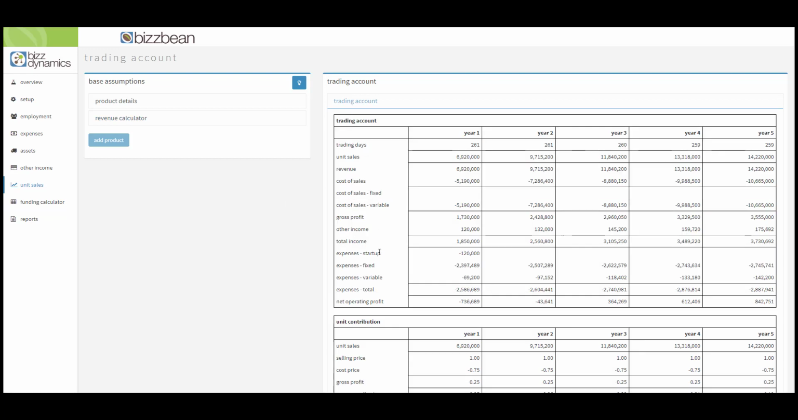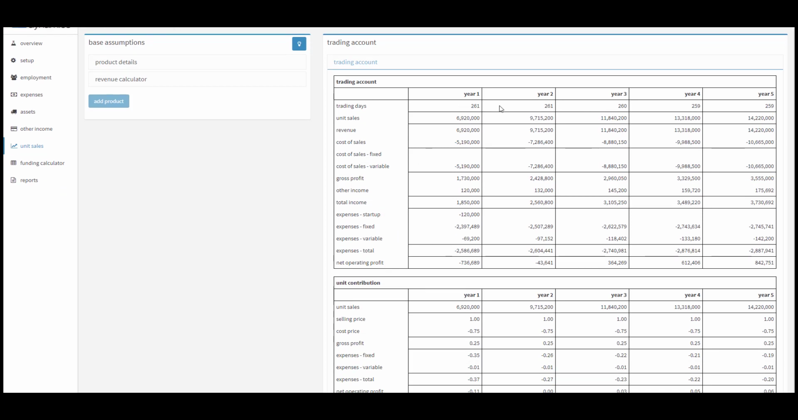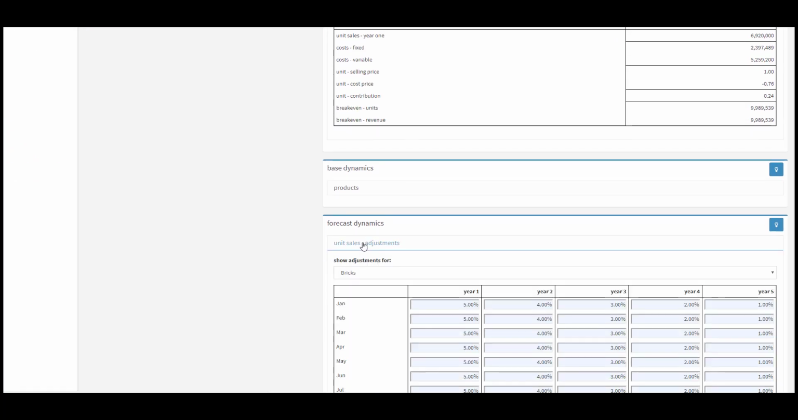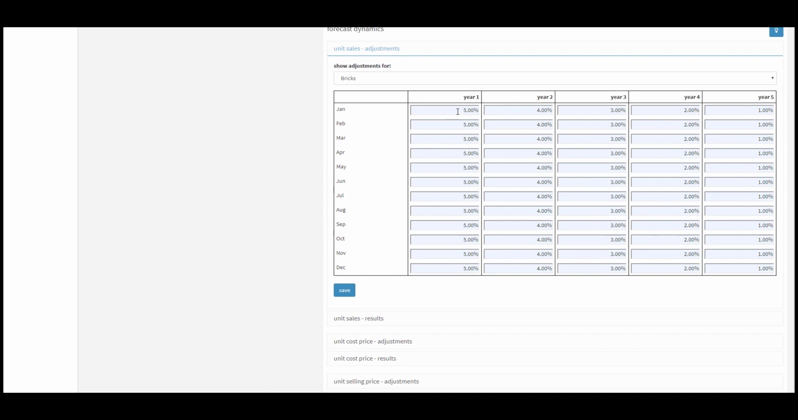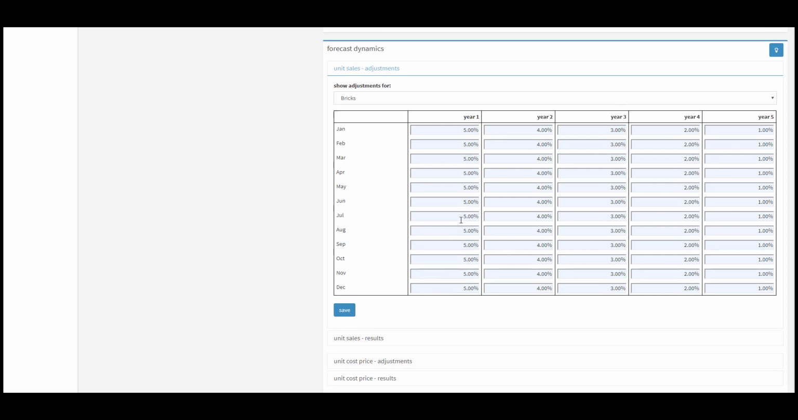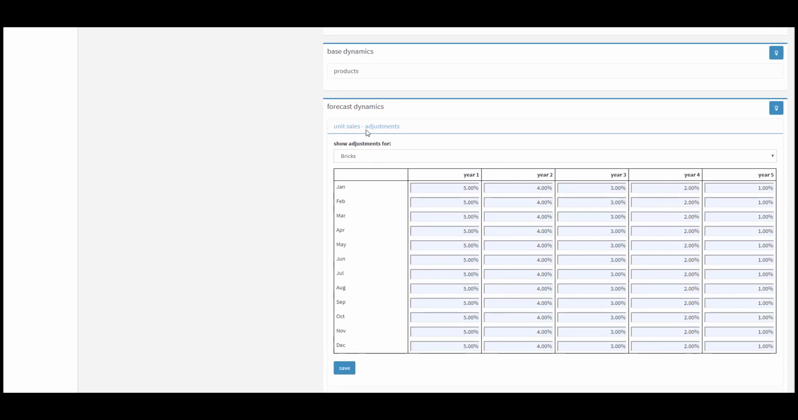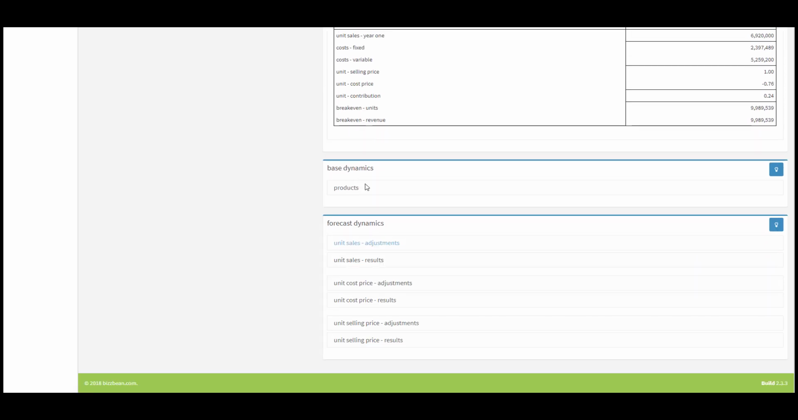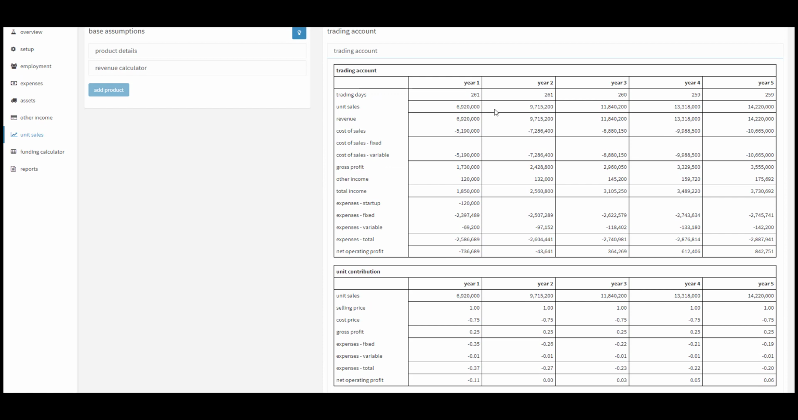So now, having done that, let's have a look and see what happened on the trading account. So now you can see the trading account is starting to fill up a little bit. You can see that the trading days are there, the unit sales have increased, and that's because what I did was I pre-loaded some forecasts where I said in our first year we would grow compounded 5% per month, the second year at 4%, 3%, 2% and 1%. I did this in the interest of saving time, but of course those numbers can change at any level. So that meant that our unit sales have increased over the period of time.